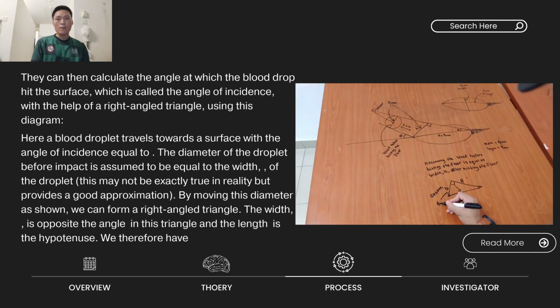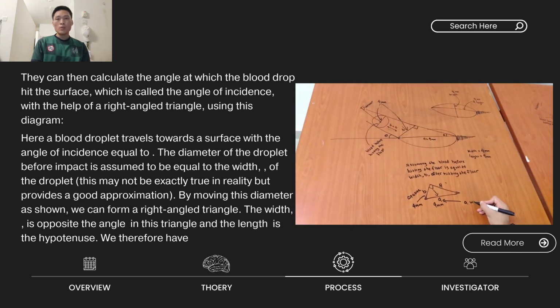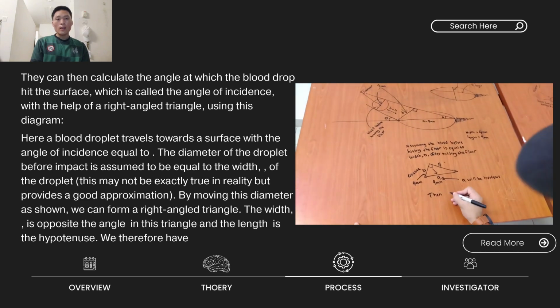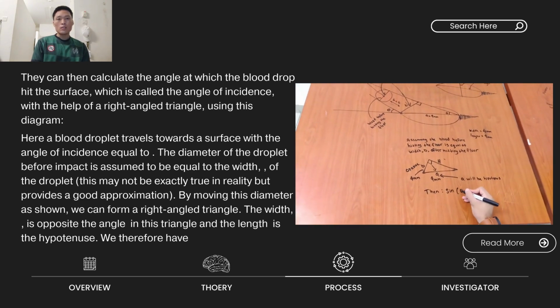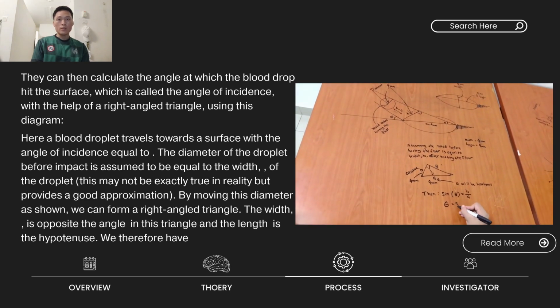We therefore have sin theta equal to B over A. Since we know A and B from measuring the bloodstain, we can work out theta as theta equal to sine to the negative power of 1 of B over A.